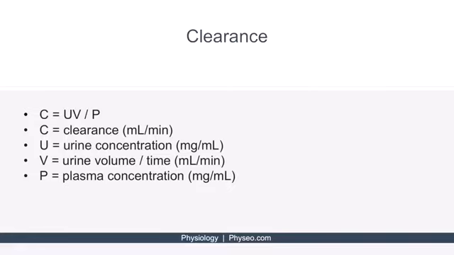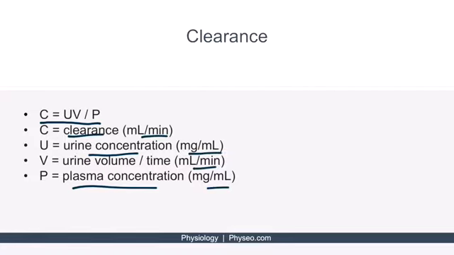So clearance can be determined with the equation C equals UV over P, where C is clearance, U is urine concentration, V is urine volume over time, which is also called urine flow rate, and P is plasma concentration. On the side here you can see the units that each of these is measured in.